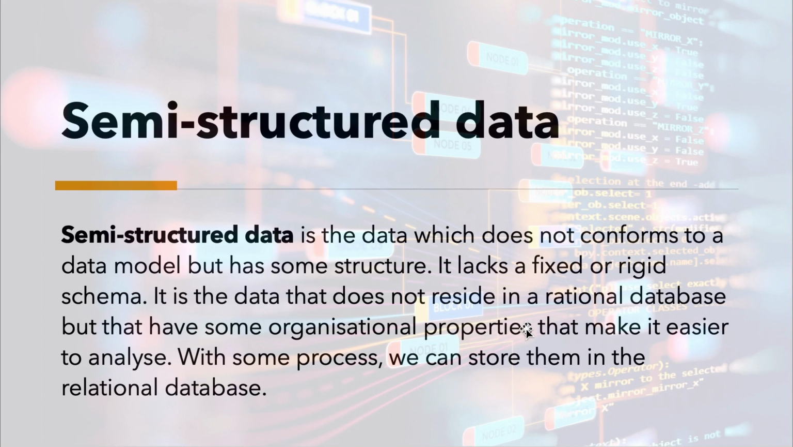For example, semi-structured data, by the name you can understand, has got some structure, right? Some schema has been applied to it, and I'll be giving you some examples, then you will have an exact understanding of what I'm talking about. Let's read the definition first. Semi-structured data is data which doesn't conform to a data model but has some structure. It lacks a fixed or rigid schema. It is data that doesn't reside in a relational database but has some organizational properties which make it easier to analyze. With some process we can store it in relational databases as well.